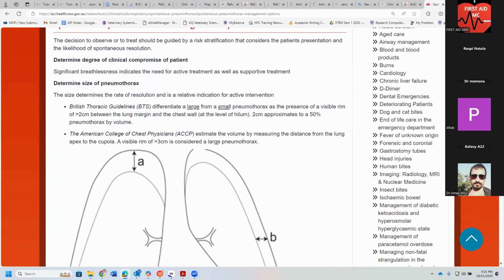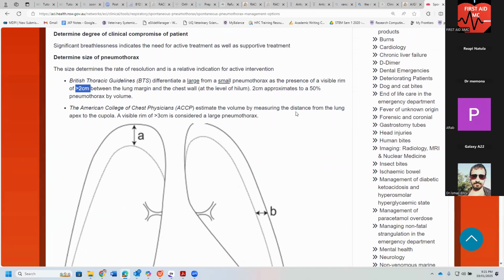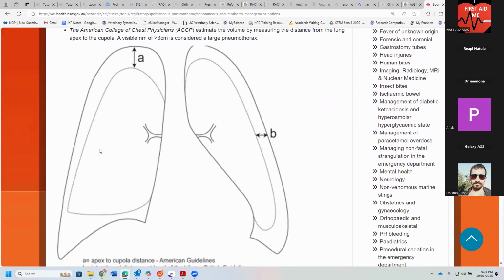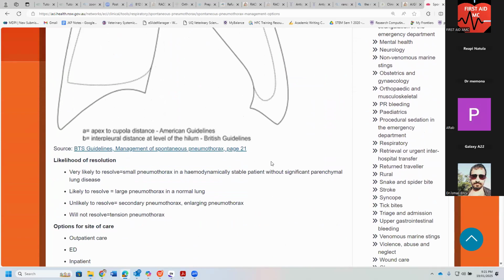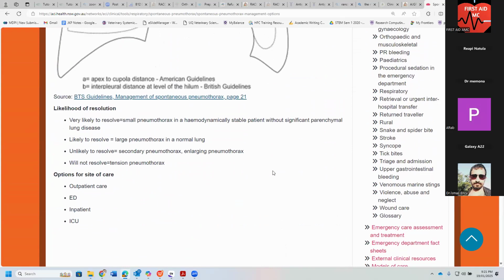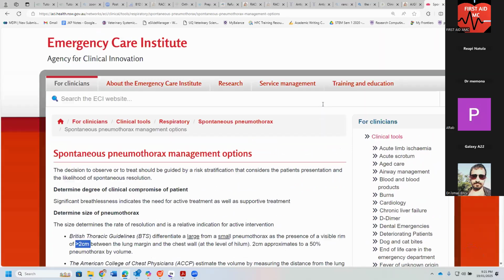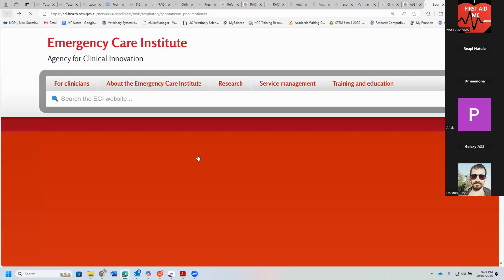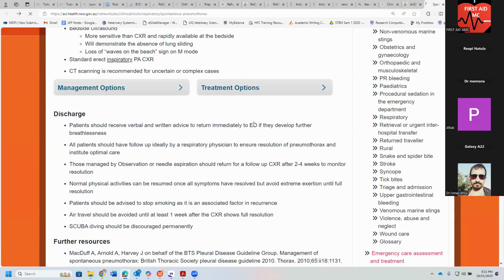Determine the size. If it is more than 2 centimeters, then it's a large one. If it is less than or equal to 2 with no symptoms, it can be treated only by doing observation. Where is treatment? This was the size. This is the treatment option.